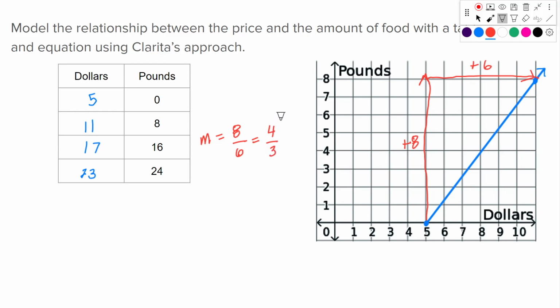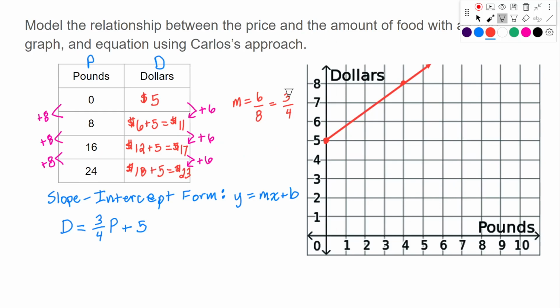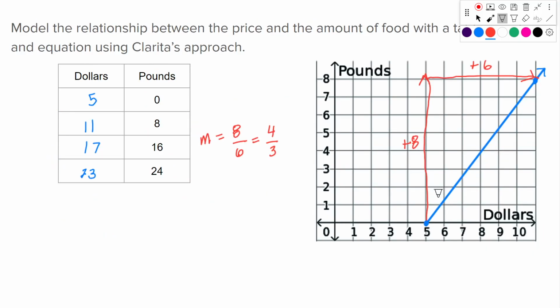So this is what we call the reciprocal of our previous slope. When you flip the fraction upside down, you have the reciprocal. So here we had 4/3. Carlos had 3/4. And we can check on the graph, if we go up 4 and to the right 3, we should have a point on our line.